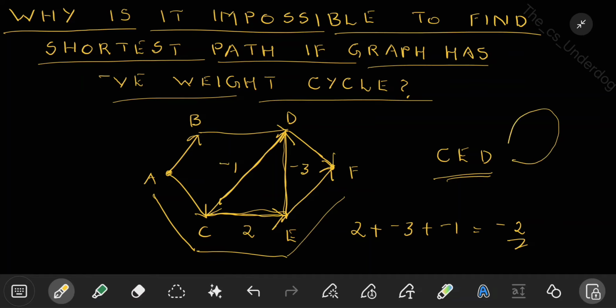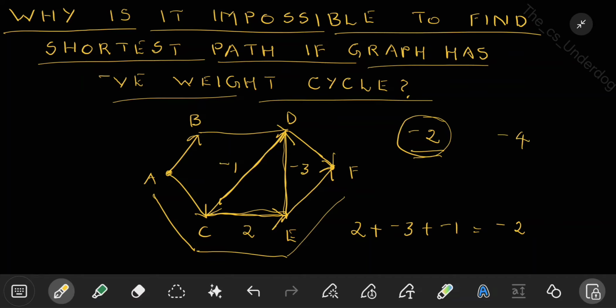That is, if you traverse through the cycle once, your total weight will decrease. If you traverse through the cycle twice, again the total weight will decrease. So if you keep doing this cycle again and again and again, the total path length will keep decreasing and decreasing. If this keeps happening, then how can you find the shortest path? Let us say the total weight of the cycle is minus 2. If you go through the cycle once, your total weight is minus 2. If you take the cycle twice, it will become minus 4. Again, if you go through the same cycle, it will become minus 6, minus 8, minus 10 and so on.